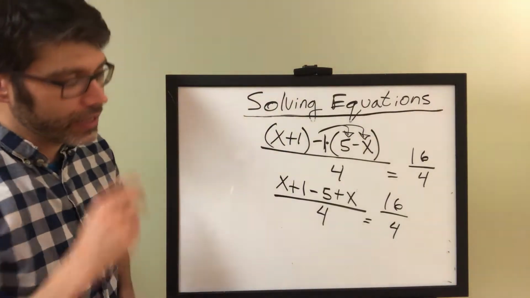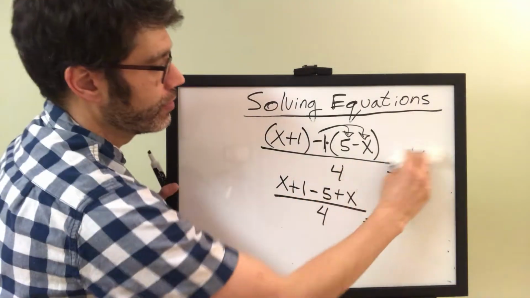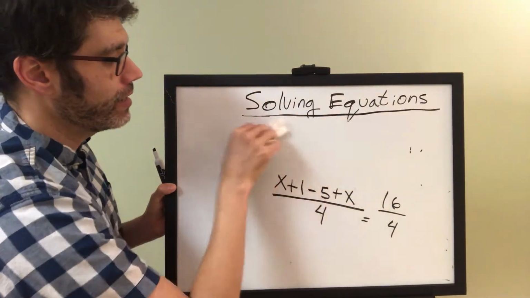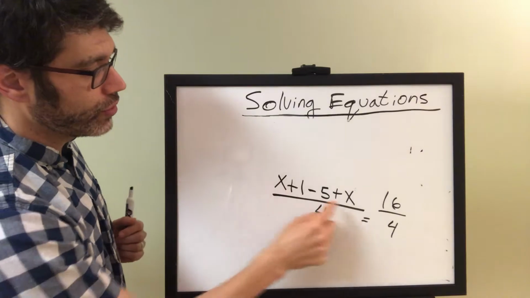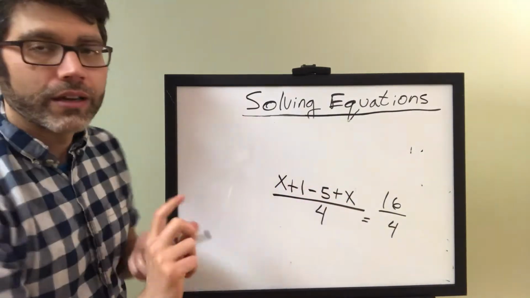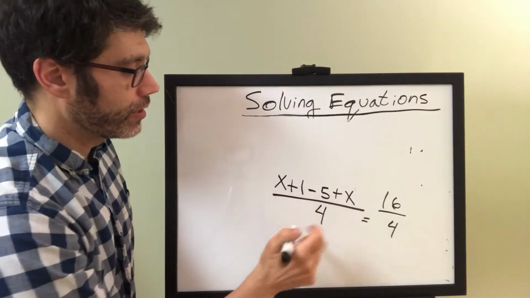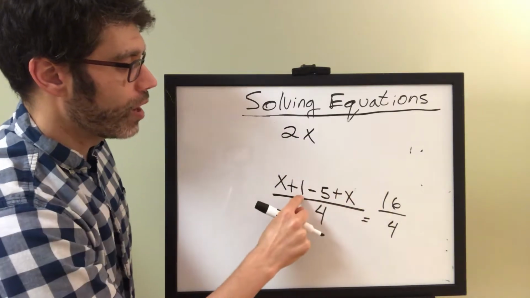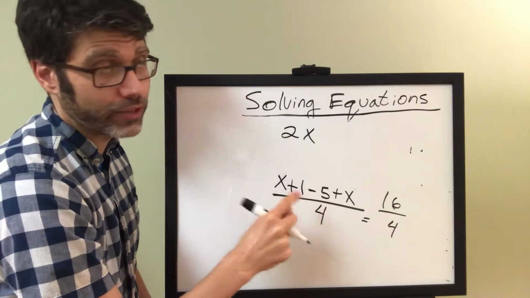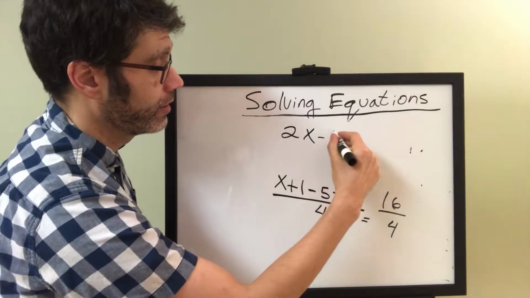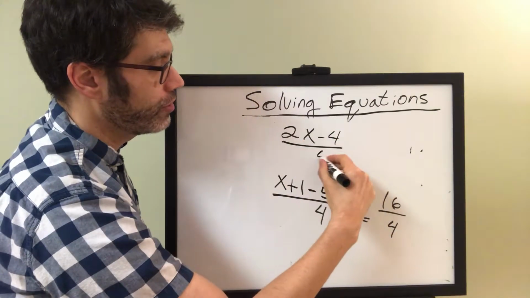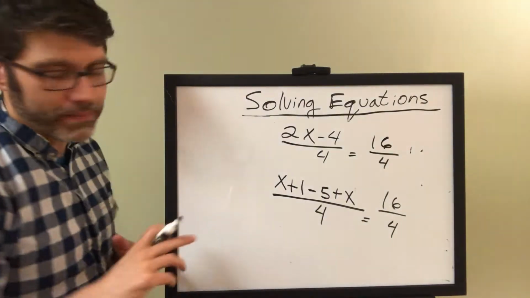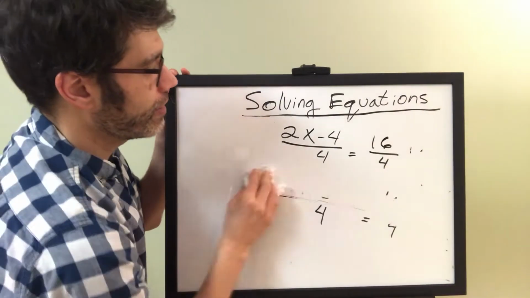Now what we can do is combine like terms in our numerator, all right? So what do we have in our numerator that we can combine? Well, we have 2 like terms. x plus x is 2x. 1 minus 5, let's combine these. 1 minus 5 is negative 4. Again, it's all still over 4, and the right-hand side is over 4. Okay? All right, so we're making progress on this.